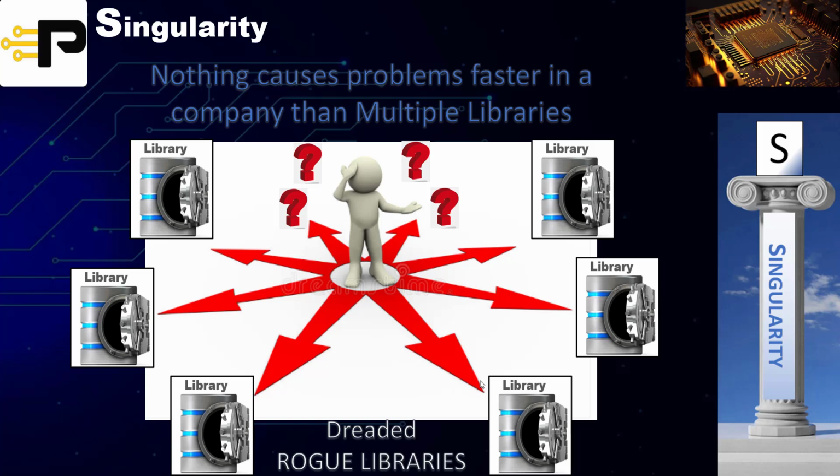There's a principle in PCB design of having a single source of truth to work from. Nothing causes problems faster in a company than multiple libraries. This is what I refer to as the dreaded rogue libraries. And many times PCB designers or engineers will have their own personal library. Let me tell you that it is virtually impossible to manage that sort of structure of having multiple libraries.